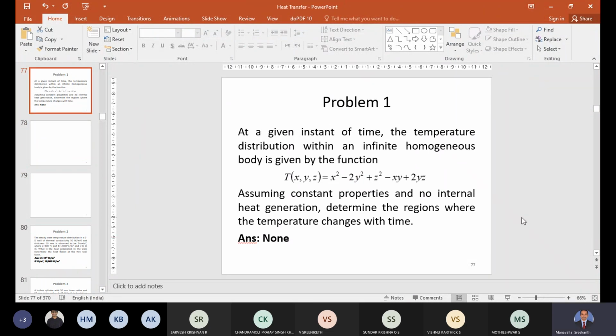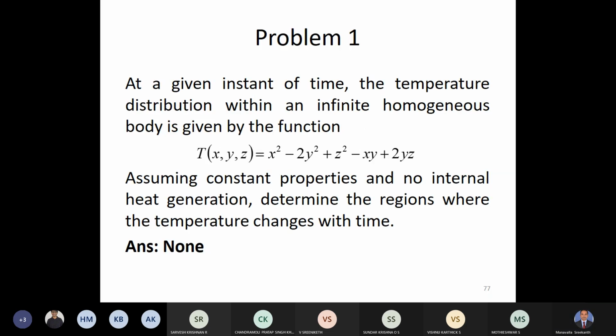All right, so we'll start with this problem. Yesterday I gave a brief introduction of this problem. At any given instant of time, the temperature distribution within an infinite homogeneous body is given by the function as given. Temperature as a function of x, y, and z, the spatial coordinates, is given. Assuming constant properties and no internal heat generation, determine the regions where the temperature changes with time.